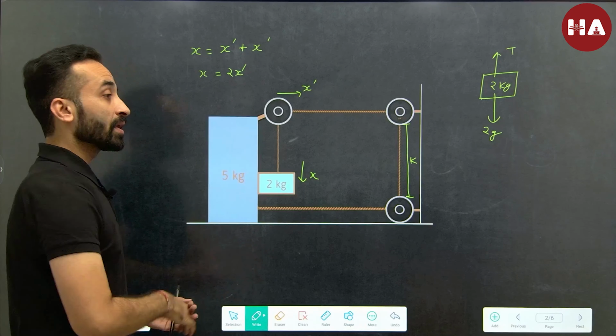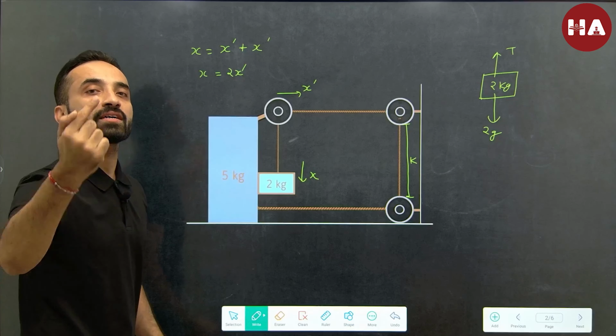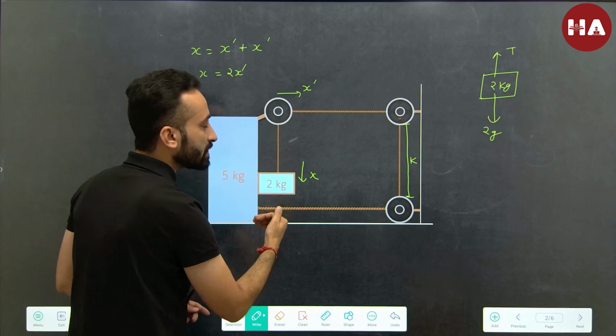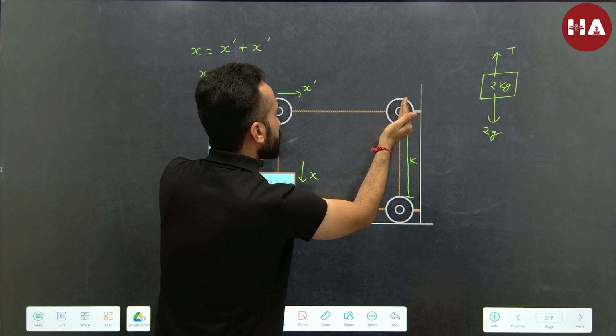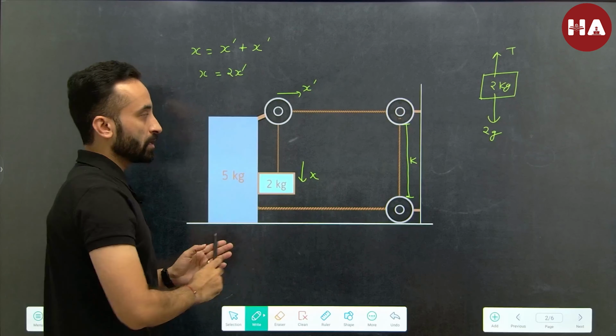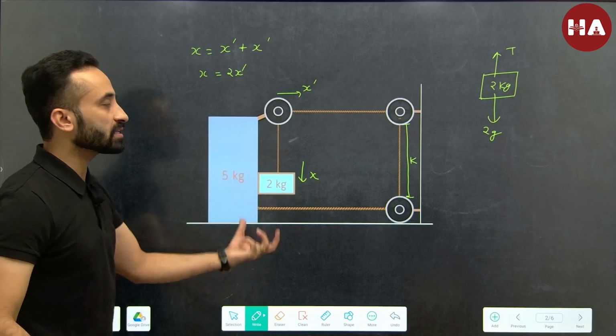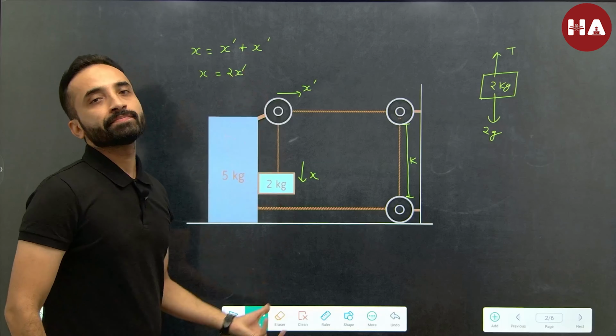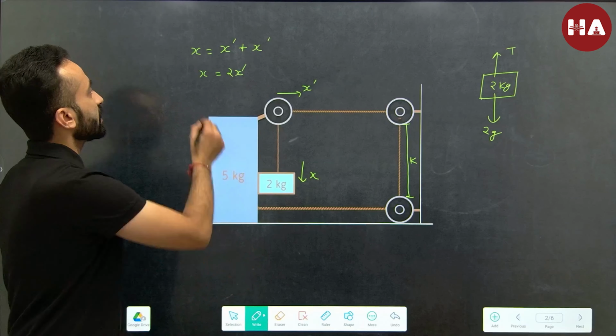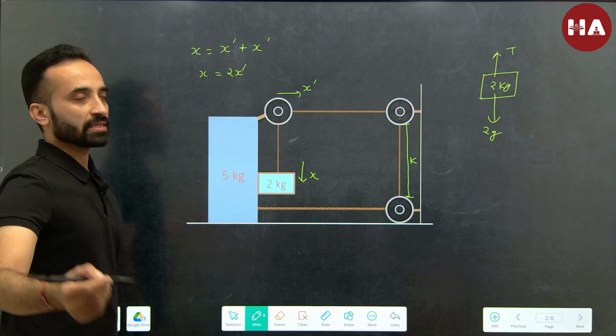One more time, this is how you use the string constraint. There is an increase in length here and there is a decrease in length here also and here also. So these two decreases combined should be equal to this increase. So let's say the 5 kg block displaces by x dash to the right, then the 2 kg block should descend by x, then x is equal to x dash plus x dash.